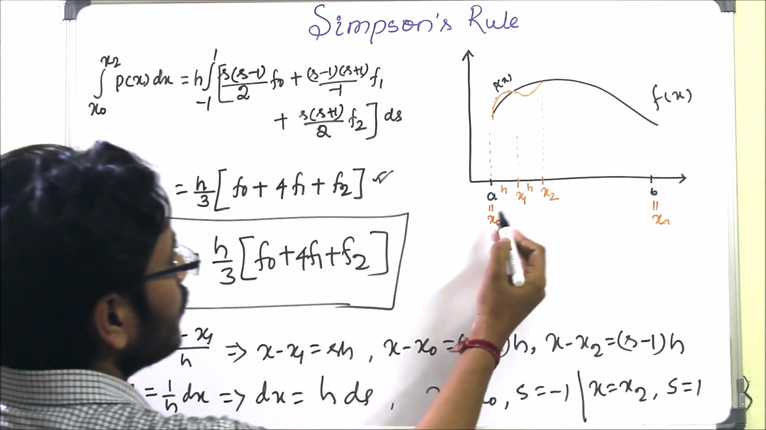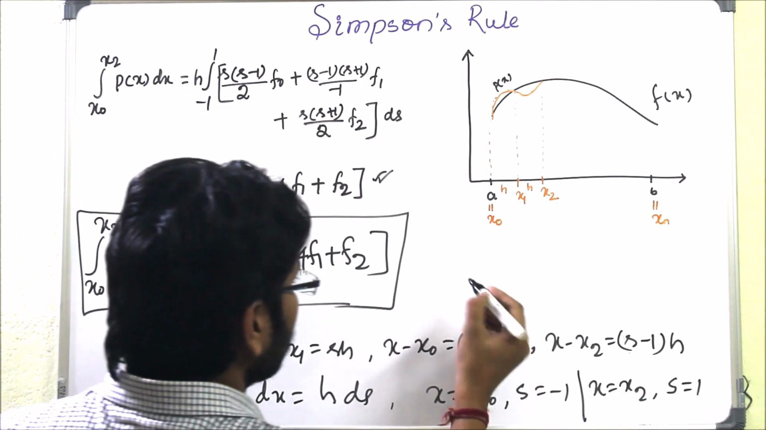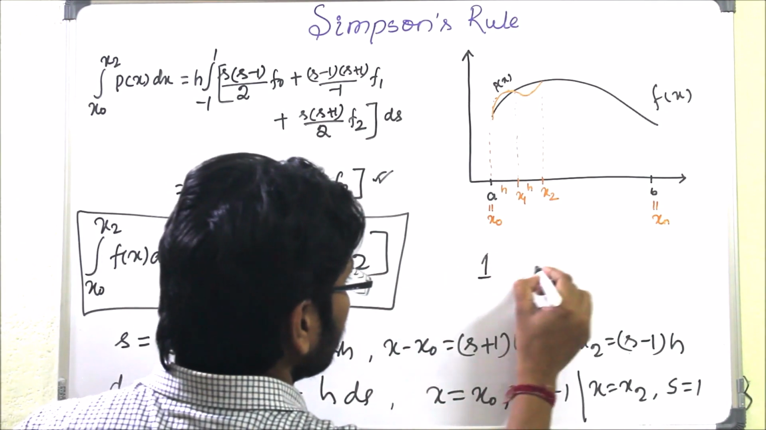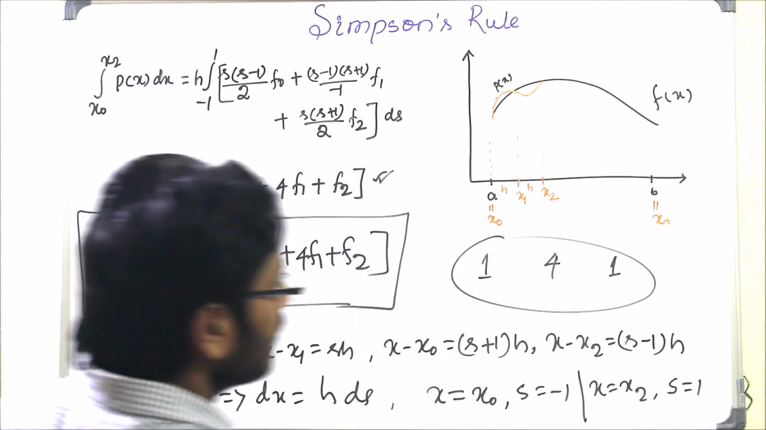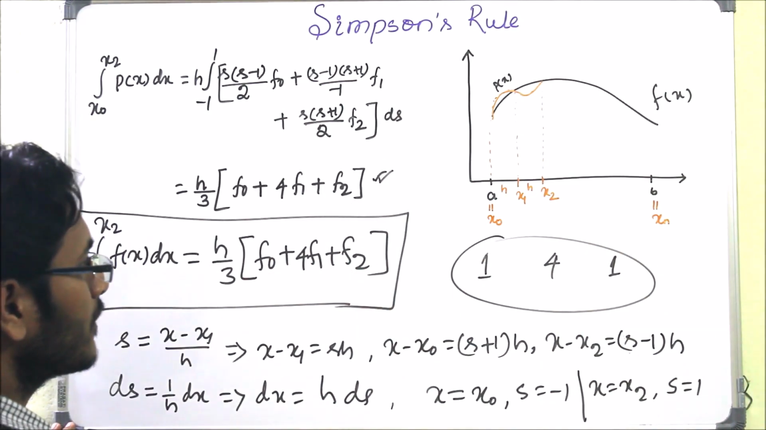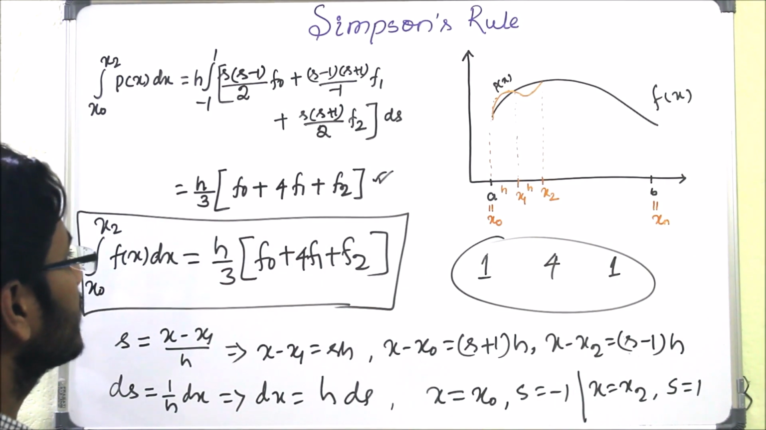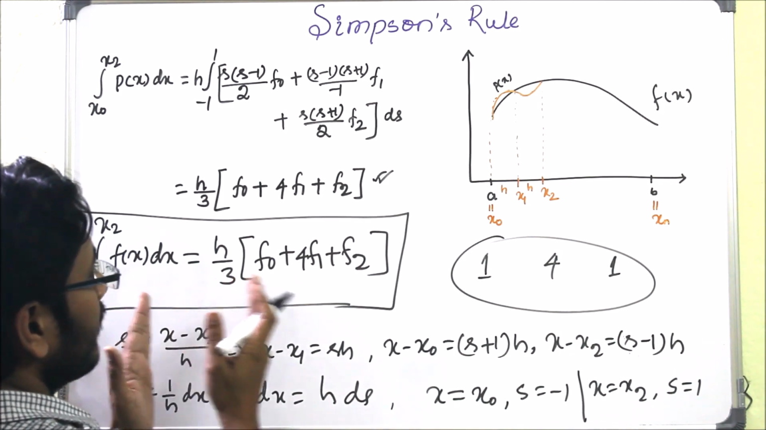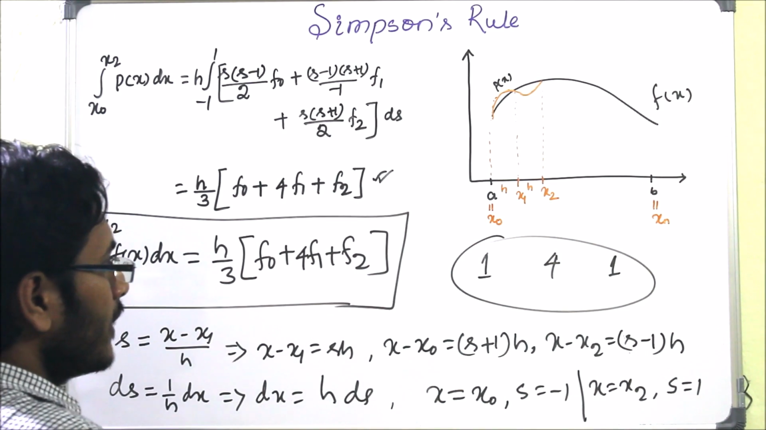If we have two intervals, here we have to remember this formula, that the coefficients, you can see, are 1, 4, 1. So if we know the numbers 1, 4, 1, then we can very easily remember the formula for Simpson's 1/3 rule. Now if we have 2n number of intervals, then what will be the generalized formula, that we will see.